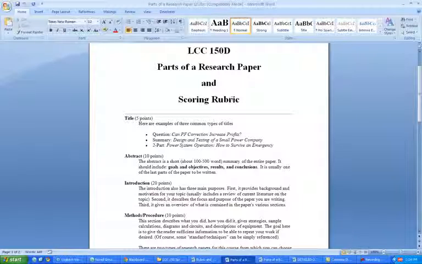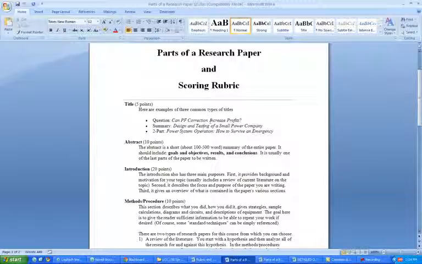So this is the rubric for all papers. 5 points for your title. Make a good title. It could be a question. It can be design and training. It could be just like a literature search of. This is usually a typical research question. You might have seen that before. They name a new brand X, and it does this.